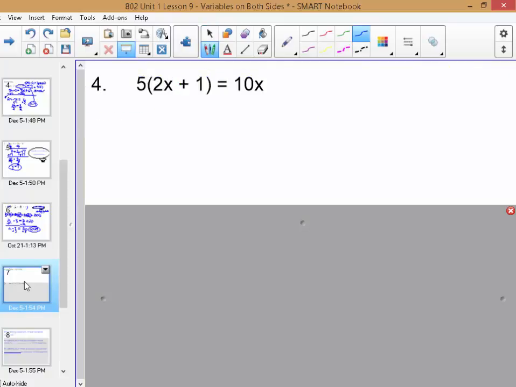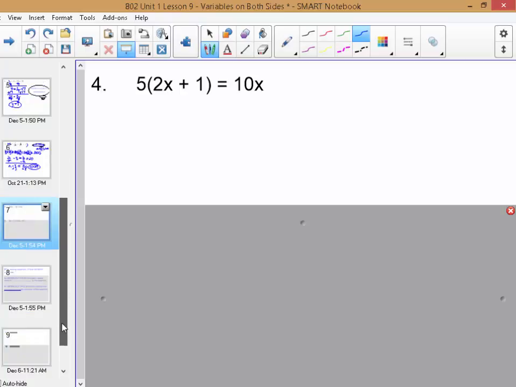A really important topic that we're going to talk about in notes right now, something you're going to want to remember for the rest of this unit and this year really. Going to clean this equation up. I want to use the distributive property. I have 5 times 2x and 5 times 1. 5 times 2x is 10x. 5 times 1 is 5, so I have 10x plus 5 equals 10x.